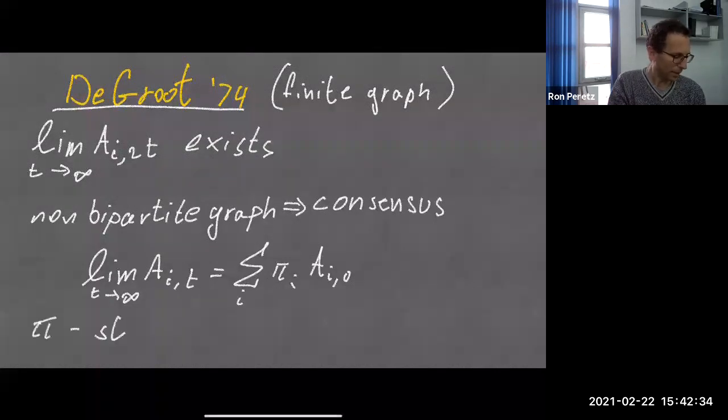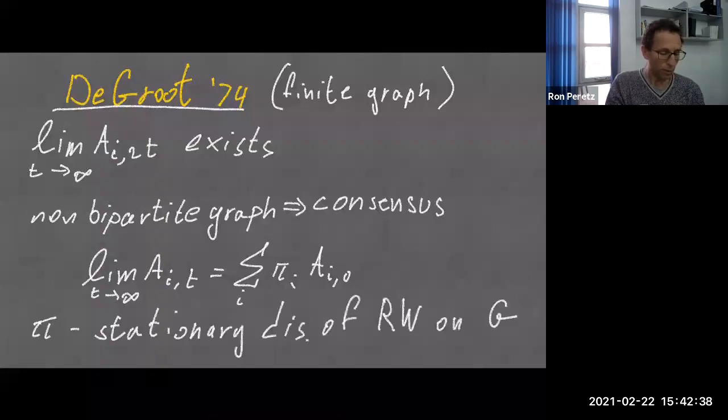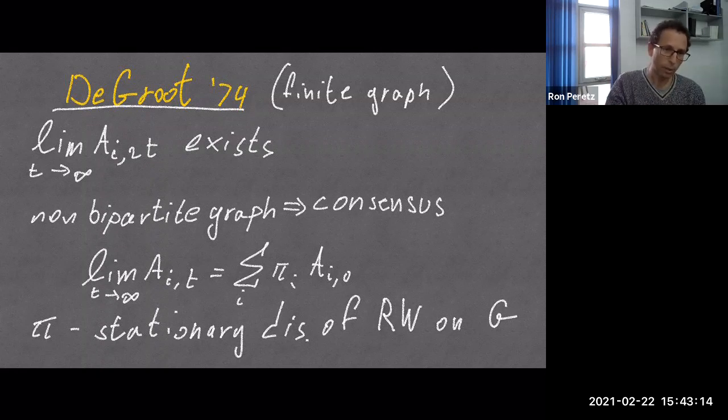This value is given by the stationary distribution of a random walk on the graph. If you perform a random walk on the graph, then it has a stationary distribution, pi, and you just take the average of the initial opinions with respect to that pi, and what you get is the limiting opinion of all the vertices. Okay, this is a classic result by DeGroot from '74. To be precise, DeGroot considered a weighted version of this dynamics, where you take a weighted average of your neighbors. But here we will simplify things, and we always take the simple average of the neighbors. And this is what you get from DeGroot's result.